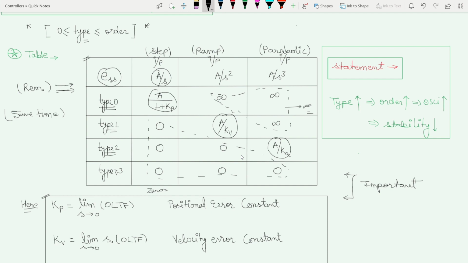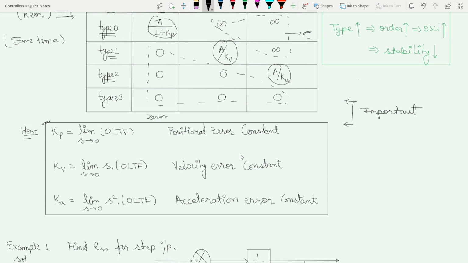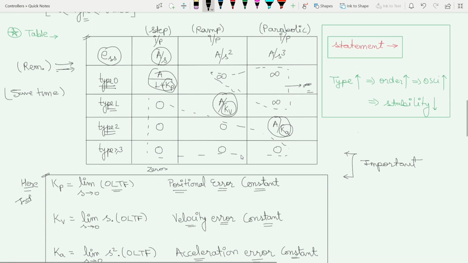Another important point is that I have used Kp, Kv and Ka. Kp is the limit as s tends to 0 of the open loop transfer function, and this Kp is known as the positional error constant. Kv is the limit as s tends to 0 of s into OLTF, and Kv is the velocity error constant. Again, Ka is the limit as s tends to 0 of s square into OLTF. Here it is the acceleration error constant. So this table and this particular box are both important. You must know these two, and by these two you can easily calculate the steady state error.